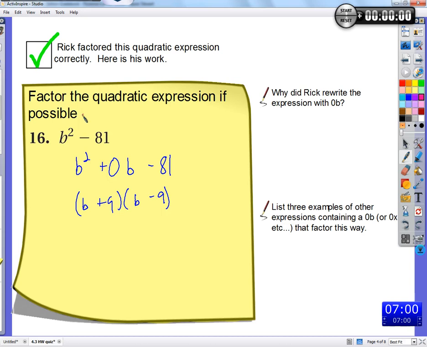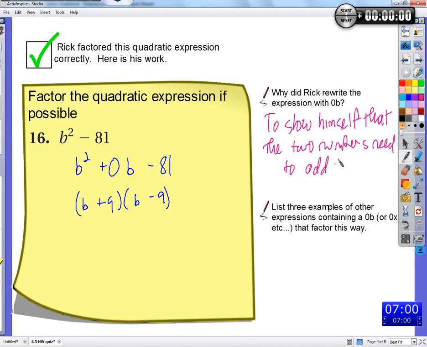Yeah, come on, Abby. So it's confusing a little bit when there's no b term. How do we handle that? Well, Rick's showing us how we handle that. We don't have to write 0b, but Rick finds it helpful to put that as a placeholder so we realize, okay, I need to multiply to make this. We're looking for two numbers that need to add to zero. Just to show himself what he needs to add to get zero. And then we see how it factors. We should be fairly good at these simple factoring problems.